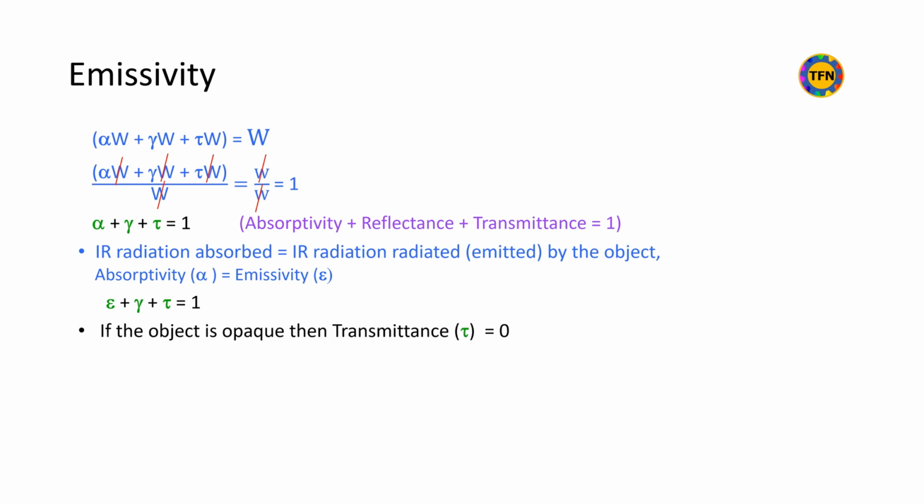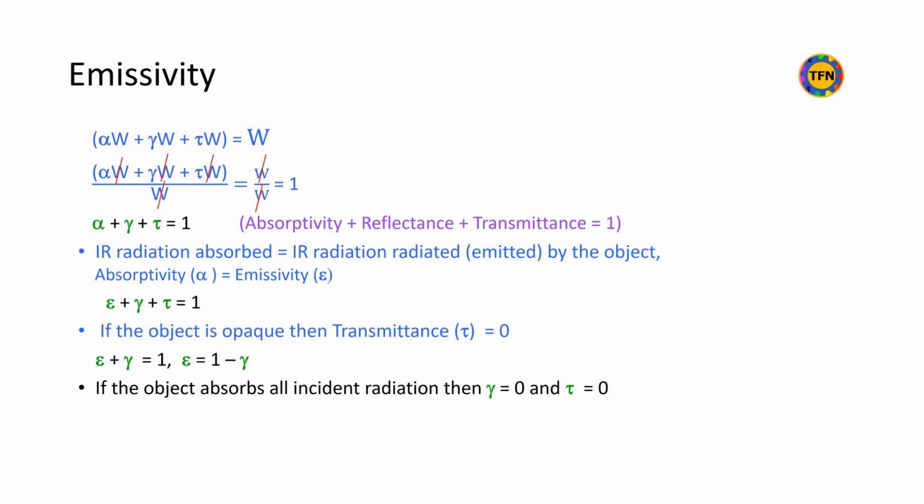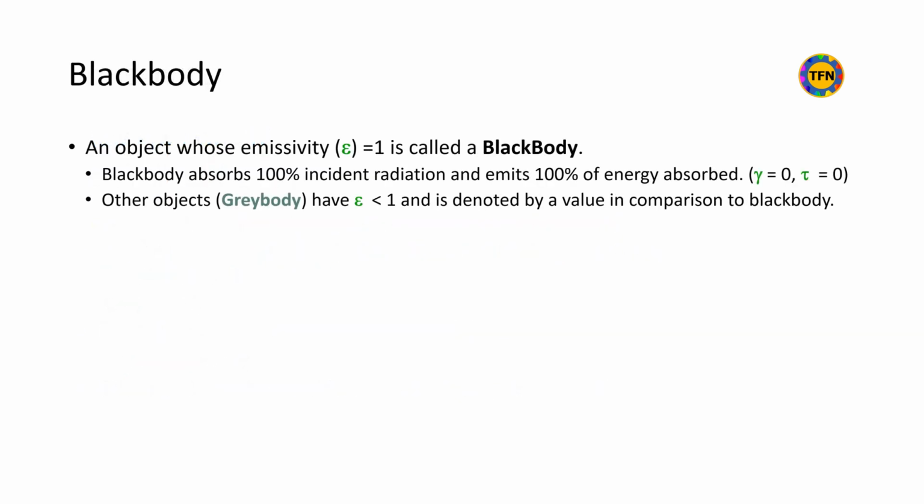If the object is opaque, then transmittance tau equals 0. Therefore, our equation for opaque objects becomes epsilon plus gamma equals 1, or epsilon equals 1 minus gamma. If the object absorbs all incident radiation, then both gamma and tau are 0. Now the equation can be simplified as epsilon equals 1. That is, emissivity equals 1. An object whose emissivity equals 1 is called a blackbody. A blackbody is a theoretical object that absorbs all incident electromagnetic radiation. Objects with emissivity less than 1 are called gray bodies.